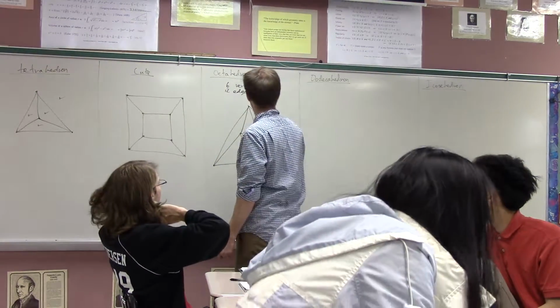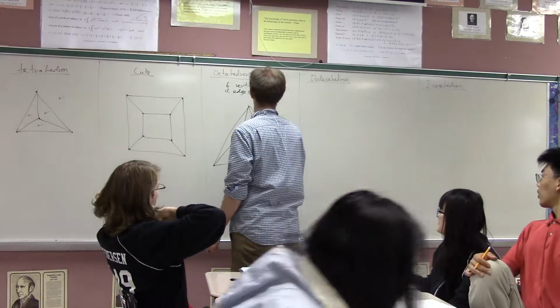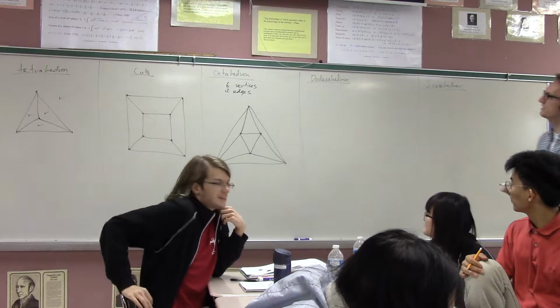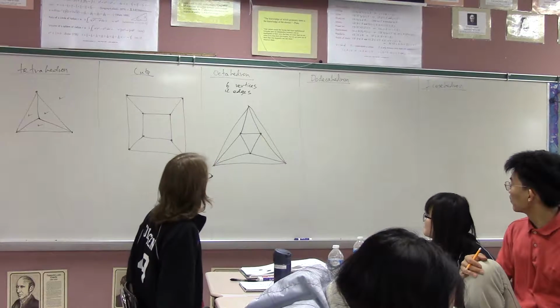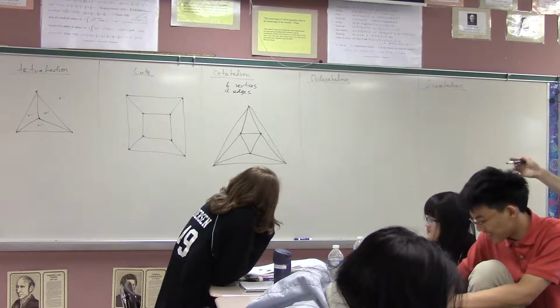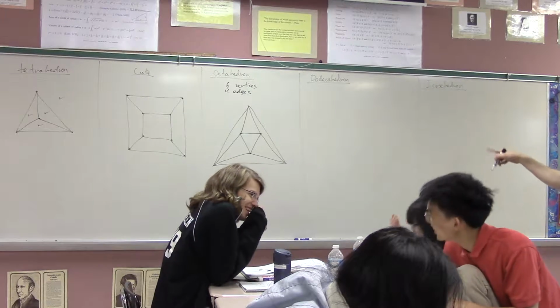So it's like a Zelda Triforce thing. This is all the Triforce? Kind of. I think that's the octahedron, right? Every vertex has degree 4. There are 8 faces: 1, 2, 3, 4, 5, 6, 7.